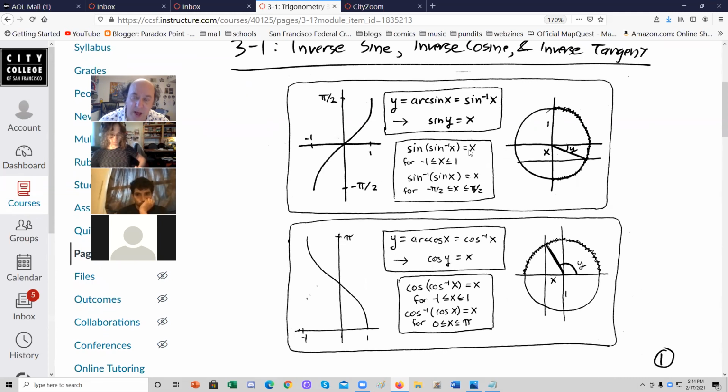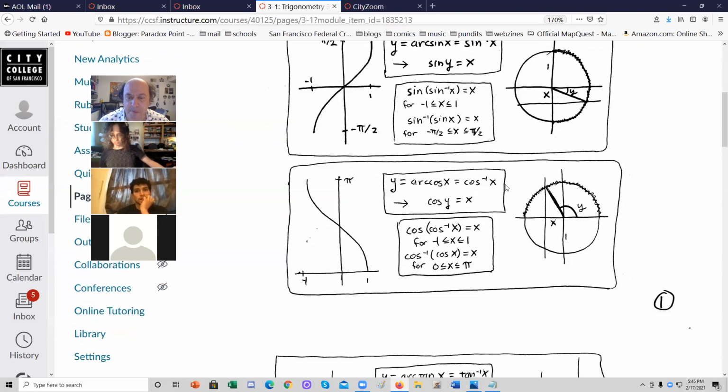Sine of arcsine is always equal to x for x between -1 and 1. In other words, really for any value of x where arcsine is defined. Arcsine of sine equals x only for x between minus pi halves and pi halves. Beyond that, it gets more complicated.